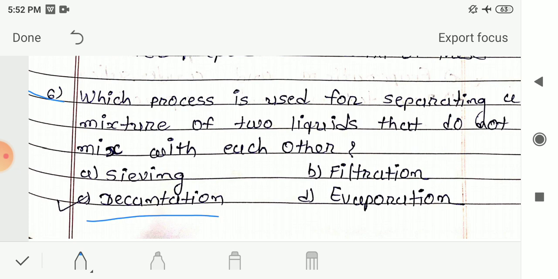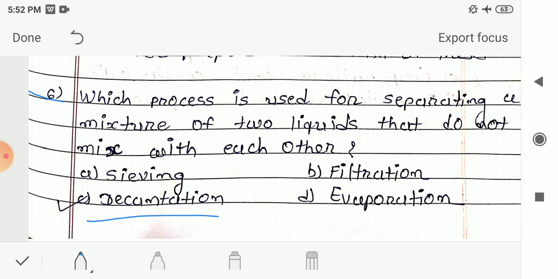In this we have to keep the mixture at rest. After some time we will notice that different layers are formed between these two liquids, and we can pour off the liquid which is not mixed with water. So in the example of oil and water, we can pour the oil into another container. By this method we can separate the oil and water. So this method is known as decantation. If two liquids are not mixing with each other, then the decantation method is used to separate this kind of liquids.